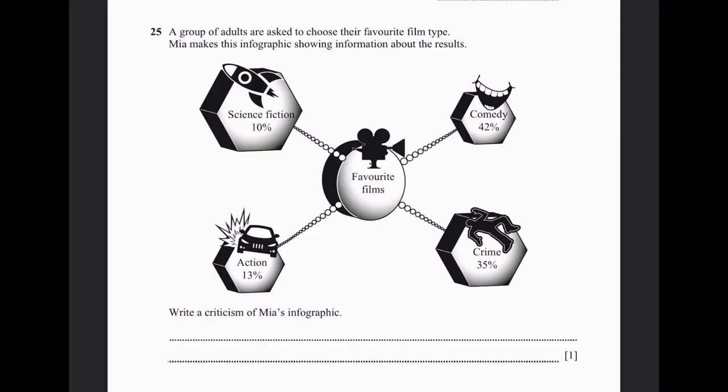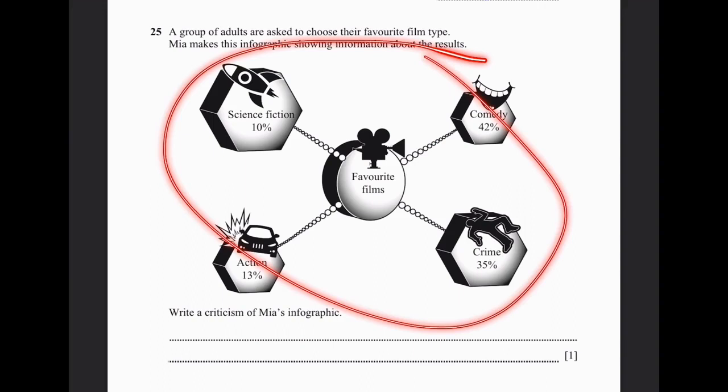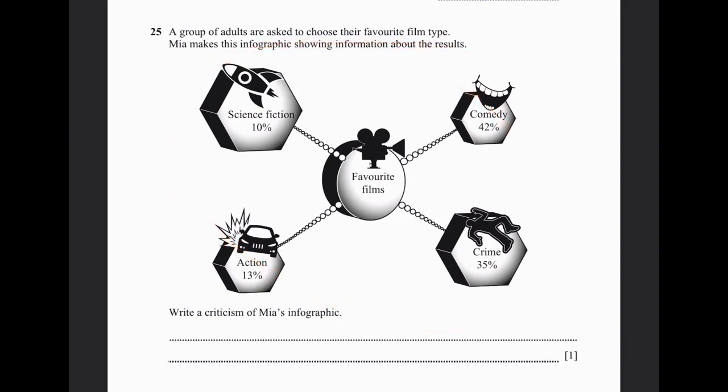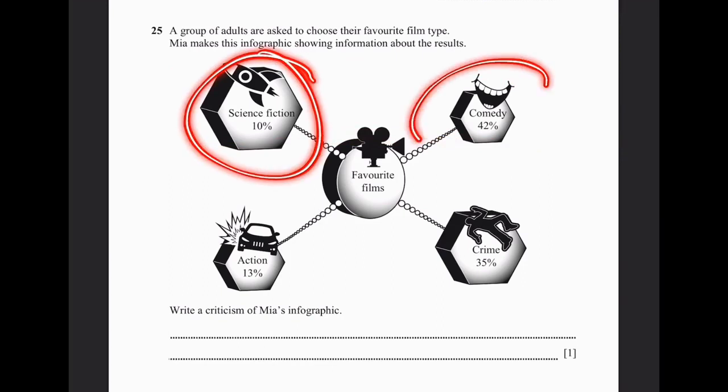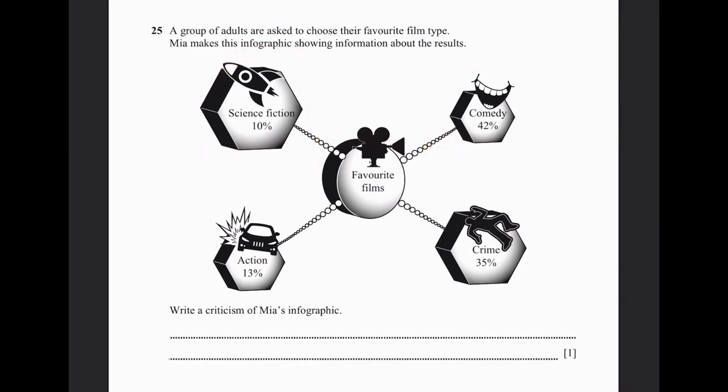Question 25. A group of adults are asked to choose the favorite film type. Mia makes the infographic showing information about the results. This is the infographic. I had the criticism of Mia's infographic. If you look closely, we can see science fiction 10%, comedy is 42%. But science fiction has a larger shape than comedy, right? You can see. But that doesn't make sense because science fiction has a smaller percentage than comedy.